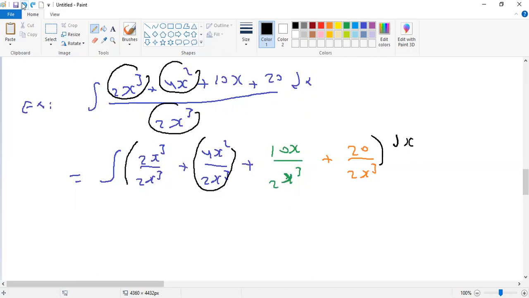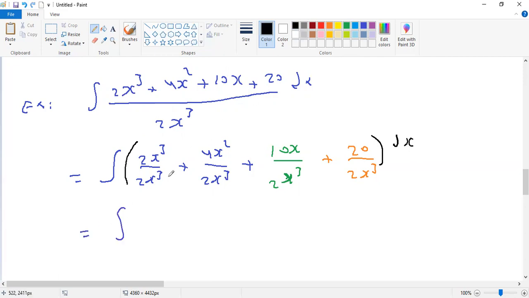Now, how to write this division? It equals the integral of what? In this parenthesis, x cubed over x cubed is 1, so only 1 plus. What about this one? 4 over 2 is 2, and 2 minus 3, using power division means subtraction, is -1, so x to the power -1. Plus 10 over 2 is 5, x to the power 1 minus 3, which is -2. Plus 20 divided by 2 is 10, and x to the power -3, dx.